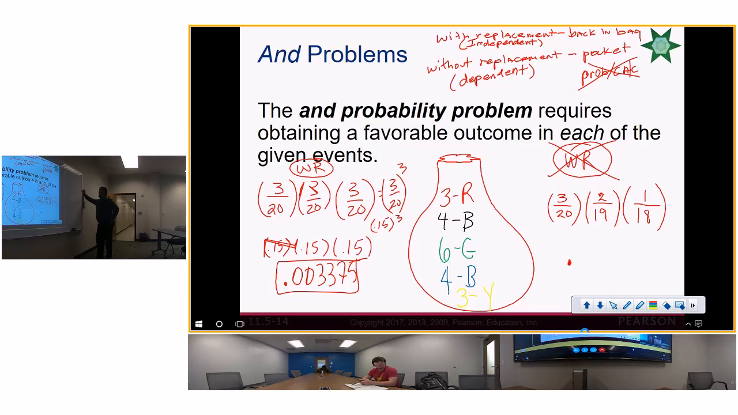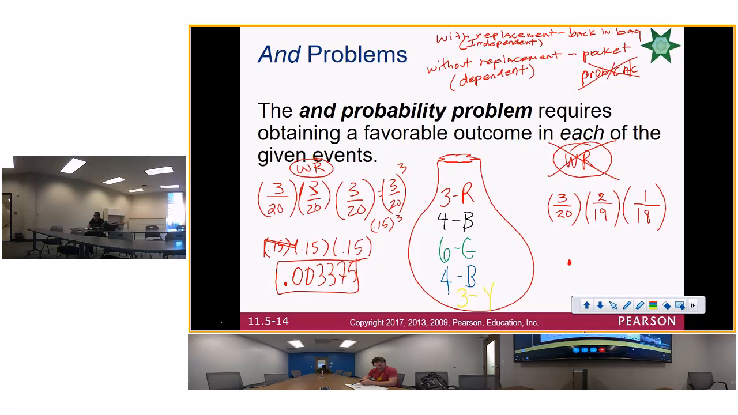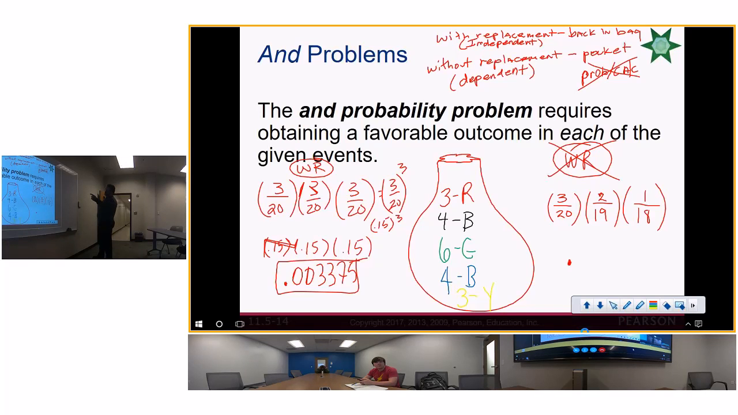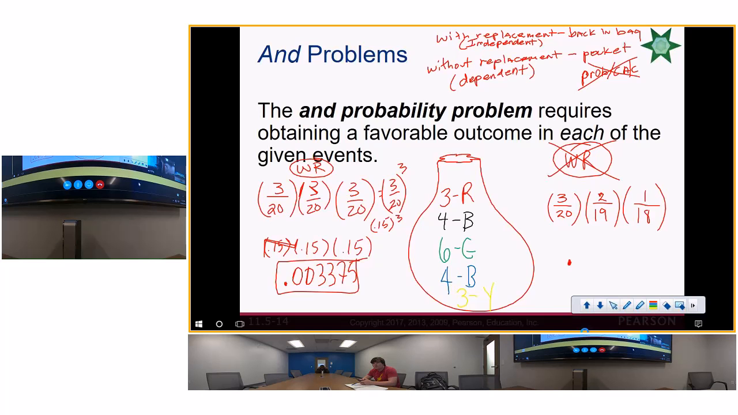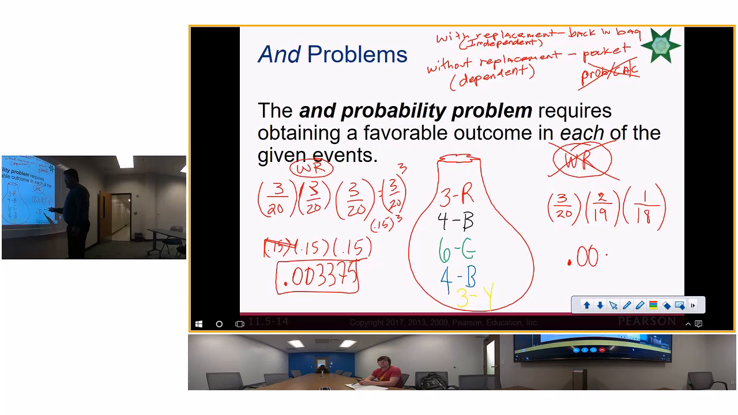Did you say to do the same thing as the other one? 3 over 20 times 2 over 19 times 1 over 18. It should come out close, but not exactly right. It's 0.00087719. Shouldn't be that much different.